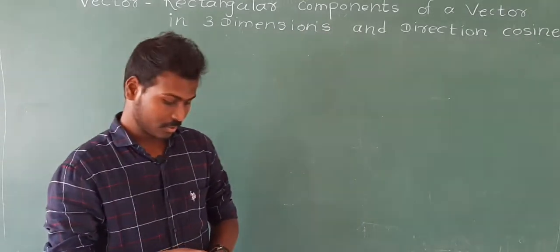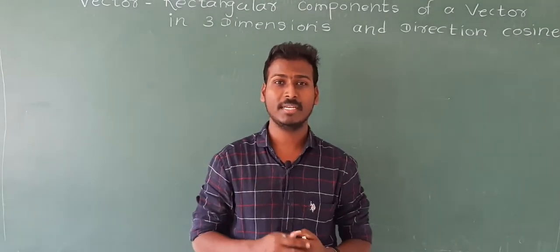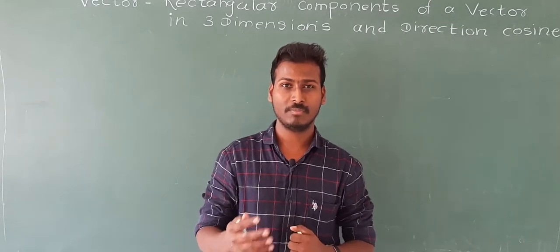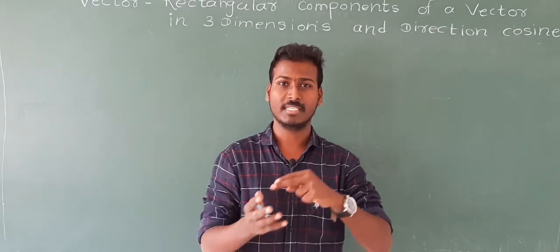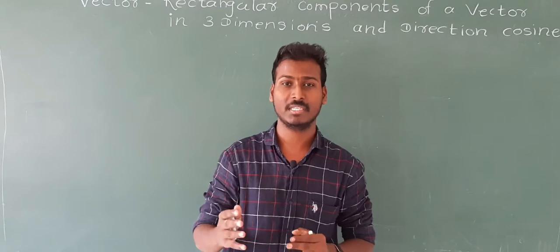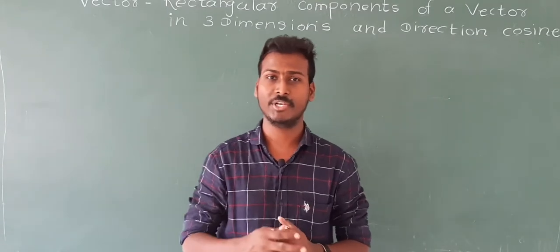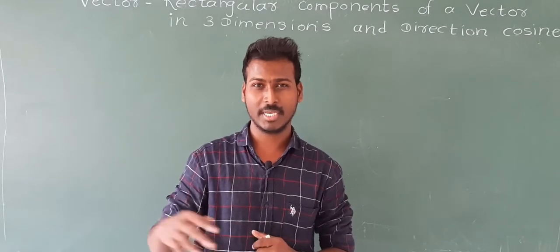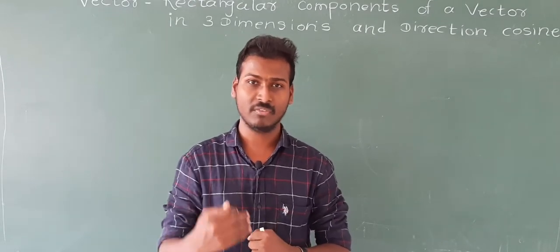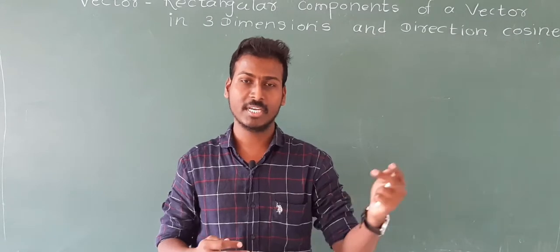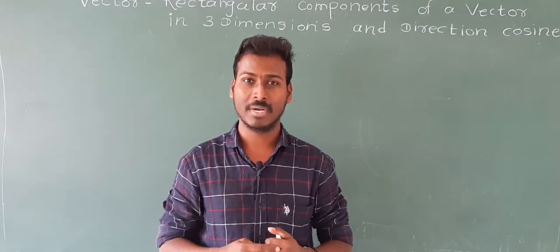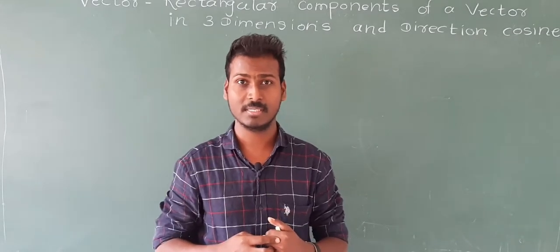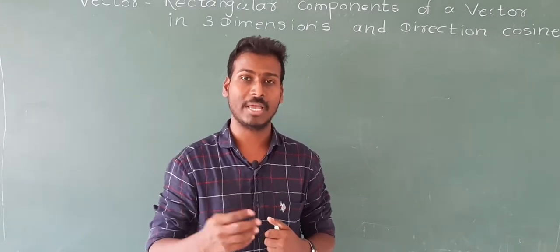Already I have told you how to represent any vector in a 2-dimensional space. For example, let's take force. Force is a vector quantity because it has magnitude as well as direction. When we push any object by applying some force in a single direction, we call it 1-dimensional space. If we are forcing that body in 2-dimensional space, then we call it 2-dimensional.